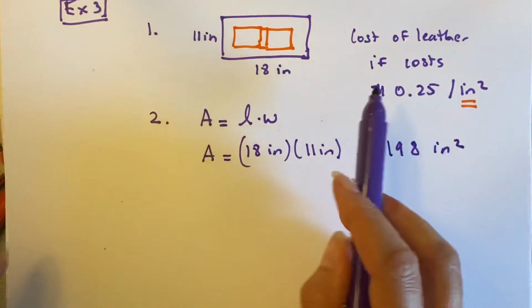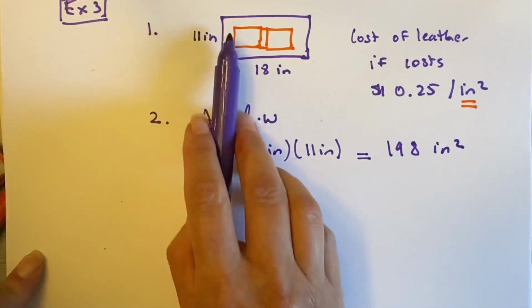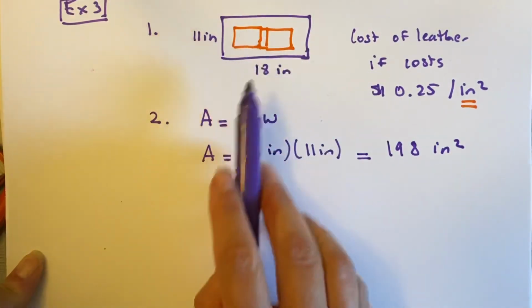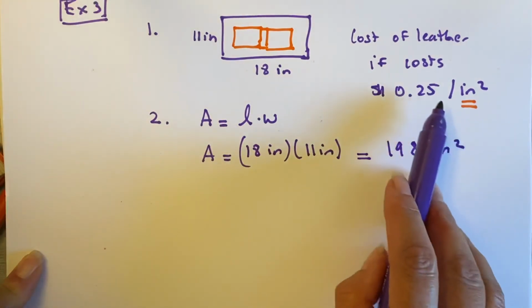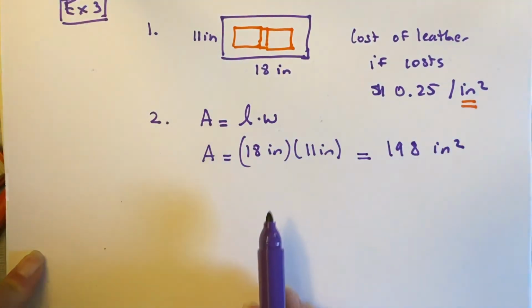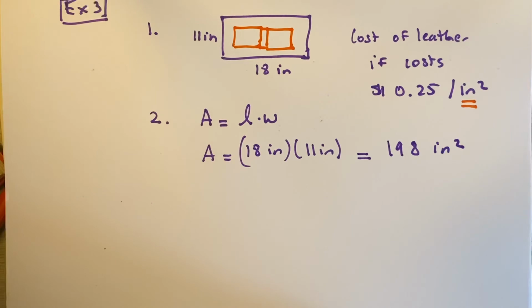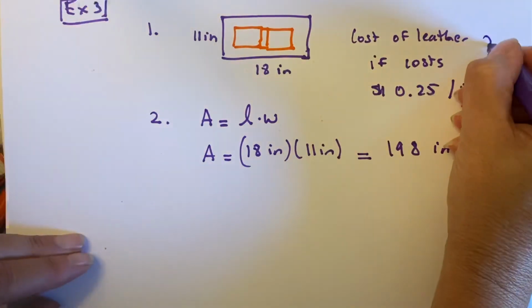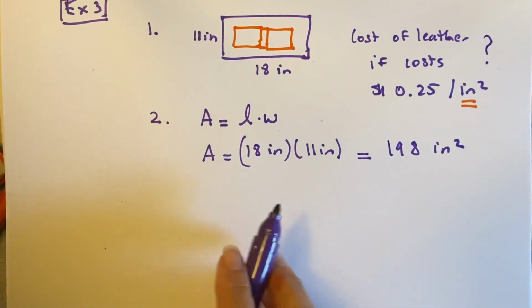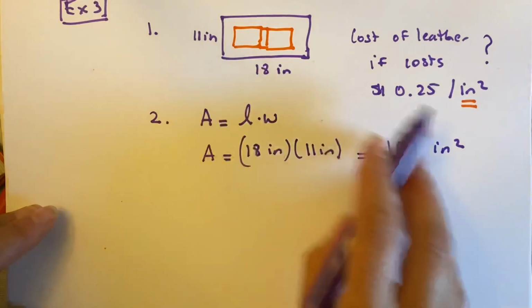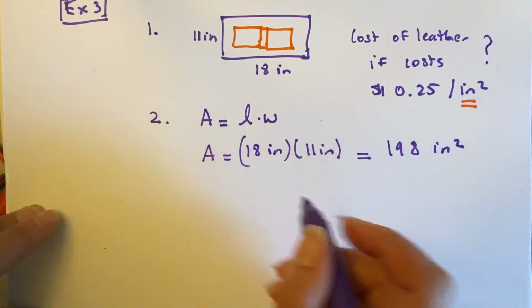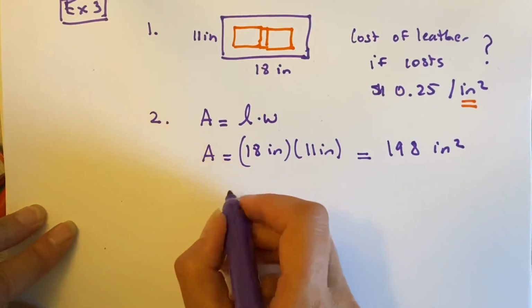Again, this is what I was given. I was given a drawing that told me I have a rectangular piece of leather, right? And I know that the leather costs 25 cents a square inch. And I was asked, what's the cost of the piece if leather costs 25 cents per square inch? So I figured out the first part. I know how many square inches I need. Well, from there to finding out the cost is easy, right?